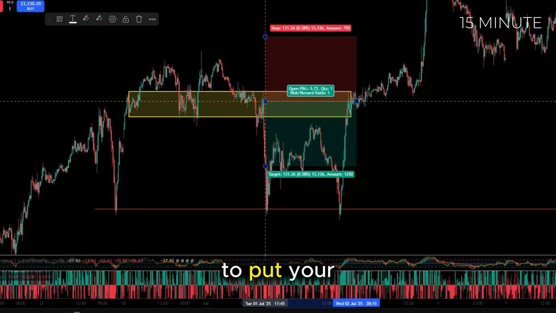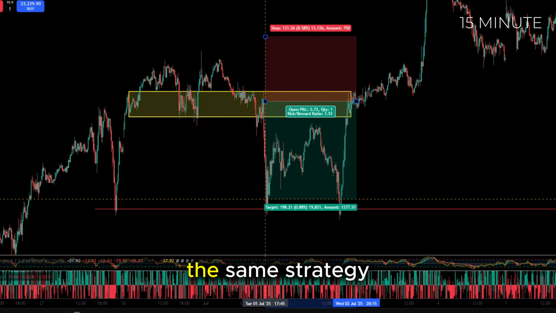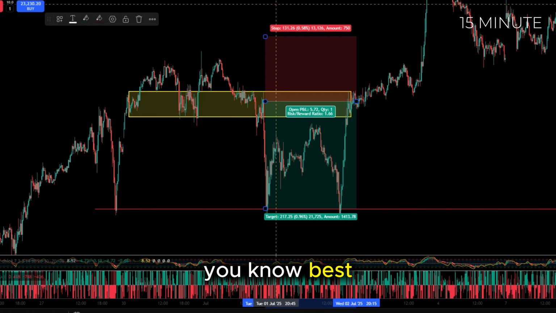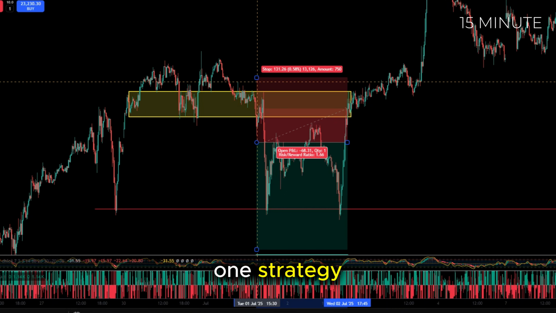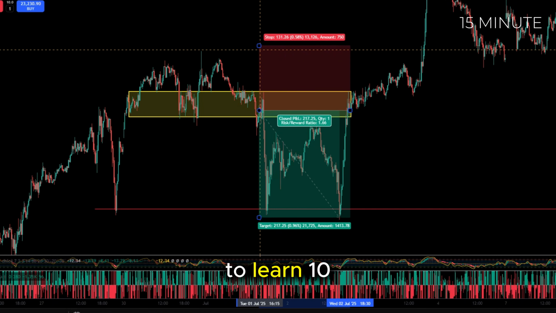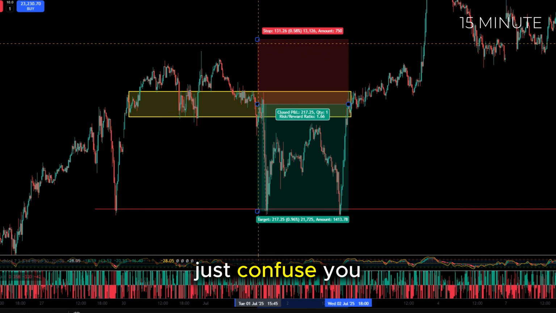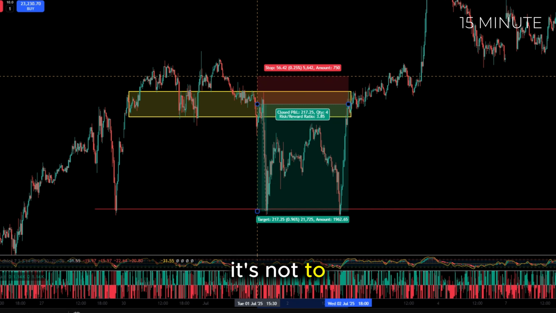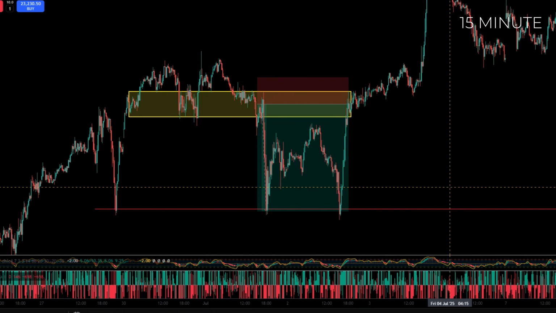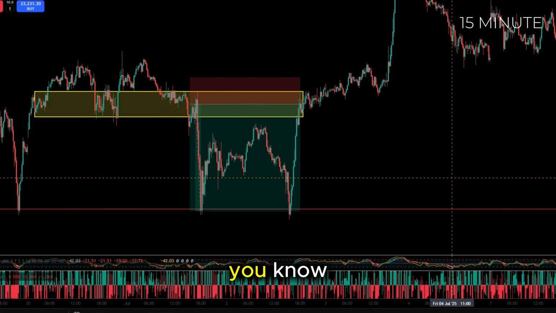You just need to know where to put your stop loss and just follow the same strategy that you follow. The best traders normally follow one strategy. There's no need to learn 10 different strategies, because it will just confuse you. End of the day, it's not to catch every single trade possible. It's to be consistent with what you know.